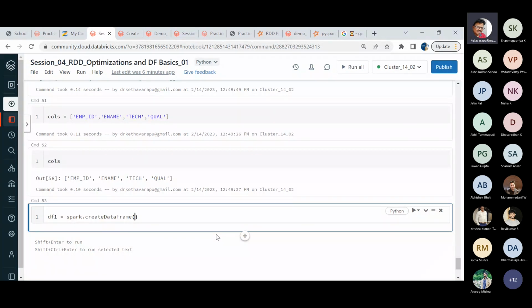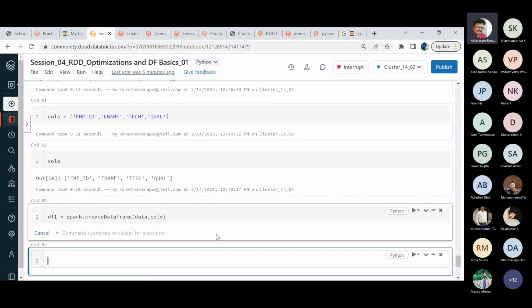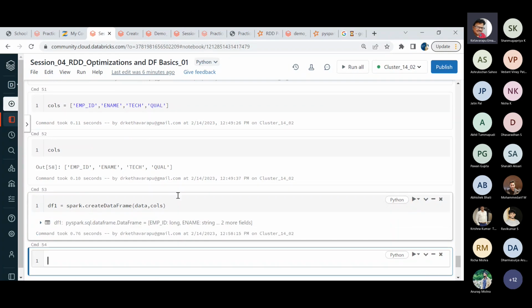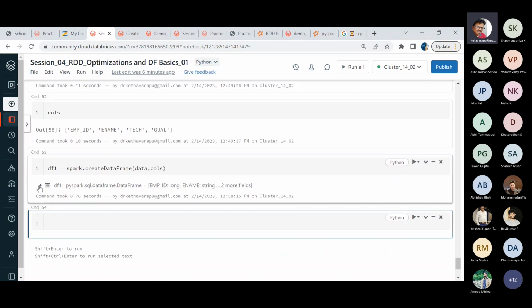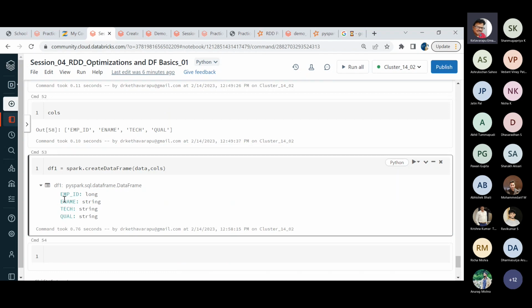Already we are having the data with us as well as the columns. That's all. So the first option is of course the source data. Second option is related to the schema. Now we can observe here the convention. You click on this, so nicely arranged: employee ID, long; employee name, string; technology, string; qualification, string.